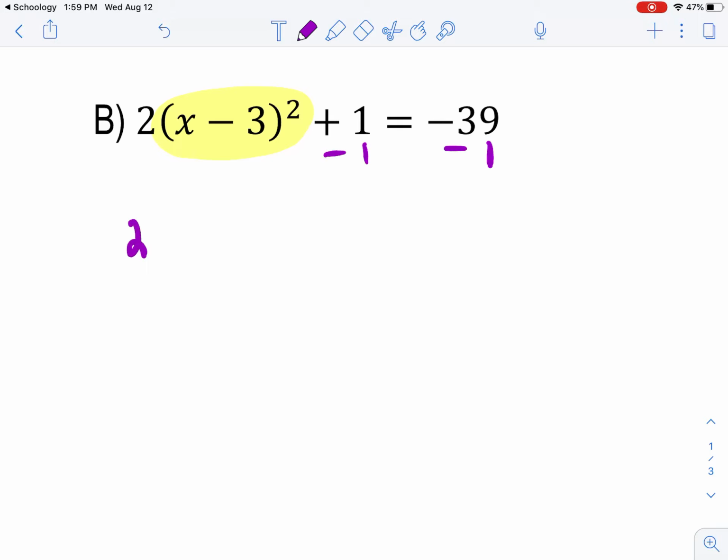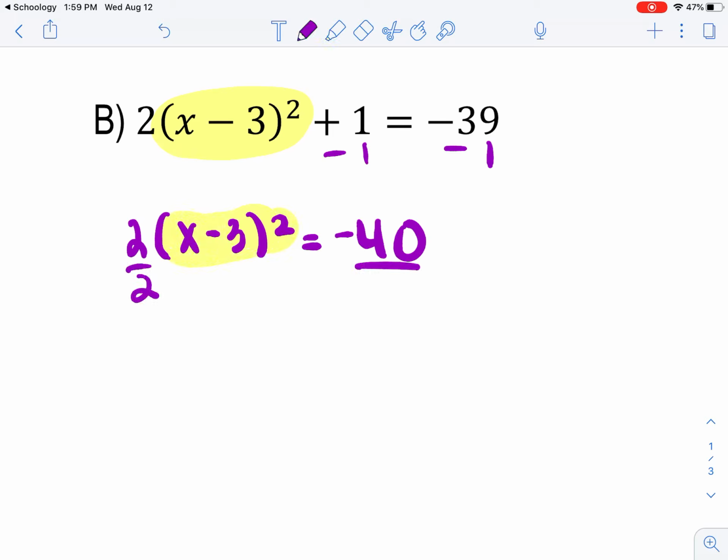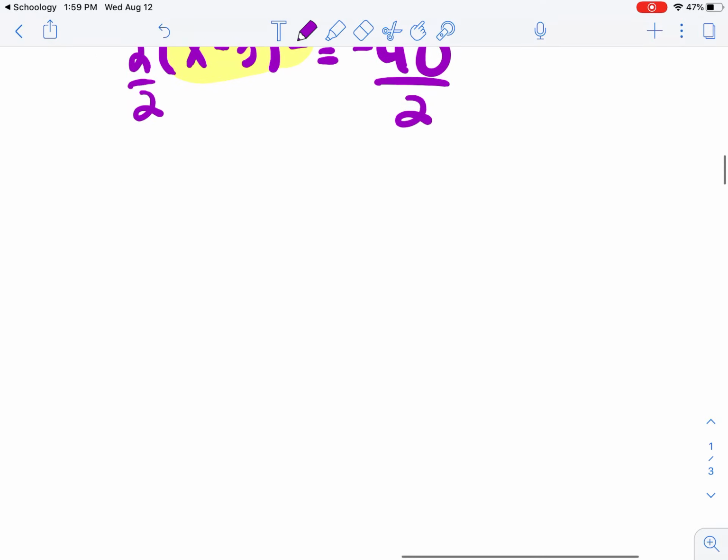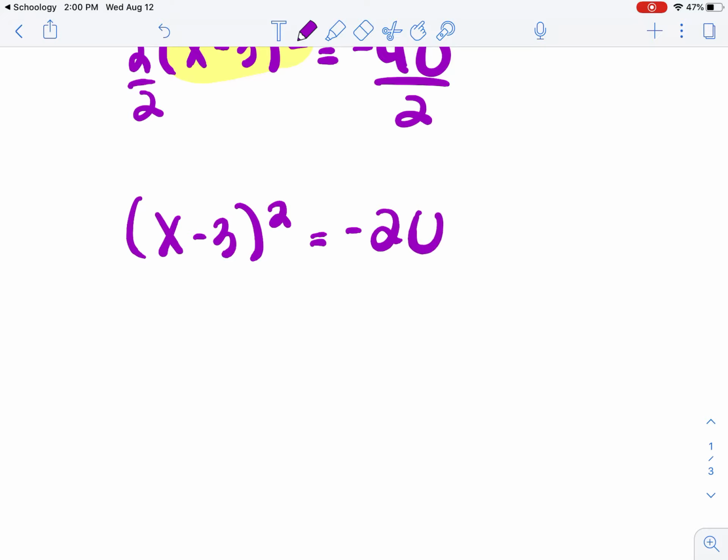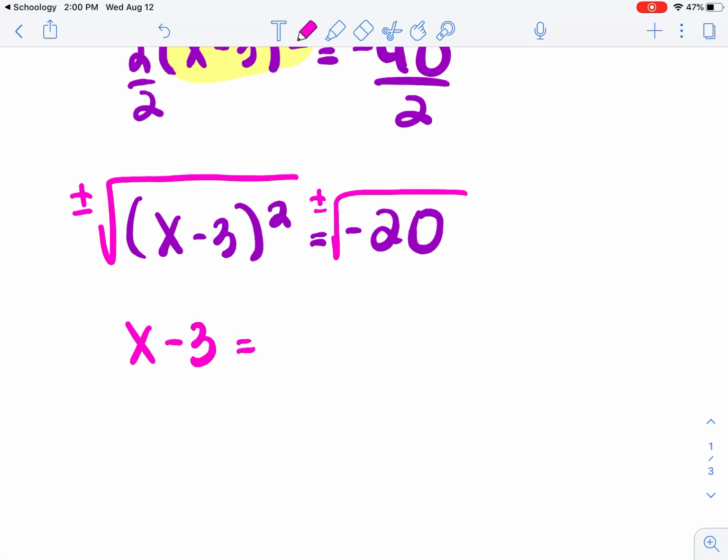Step number 1, subtract 1. 2 times the quantity of x minus 3 squared equals negative 40. Still need to get this by itself so I can square root. Divide by 2. x minus 3 quantity squared equals negative 20. Now I can square root to solve. Don't forget when you square root to solve, you have to use plus or minus. x minus 3 equals plus or minus.